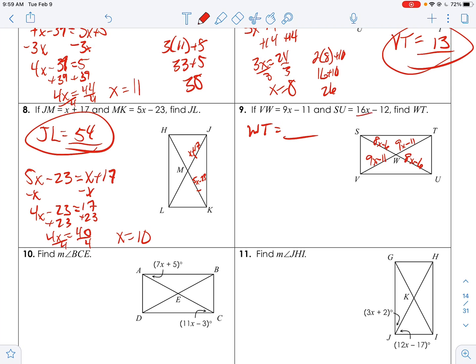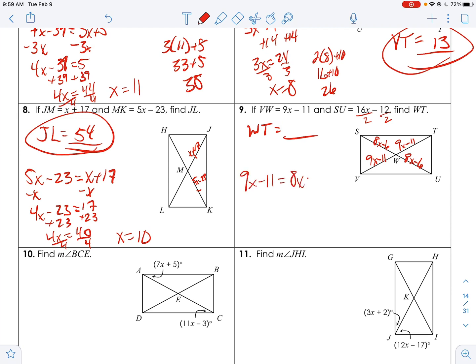Well, where'd you get those? Well, they bisect. So if I cut that in half and I cut that in half, half of 16 is 8, half of 12 is 6. Okay, and I can do them like that. And then I could say 9x minus 11 equals 8x minus 6. Or I could say 18x minus 22 is equal to 16x minus 12. Either way works. You can see it whatever way you want to, but know that one part was half and one part was double. That's all you got to do.